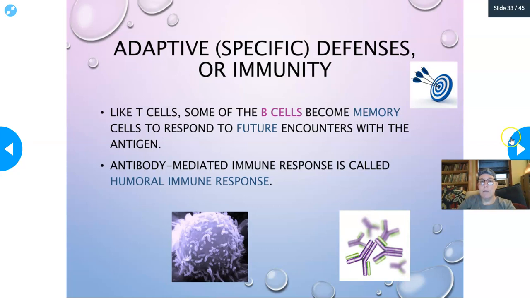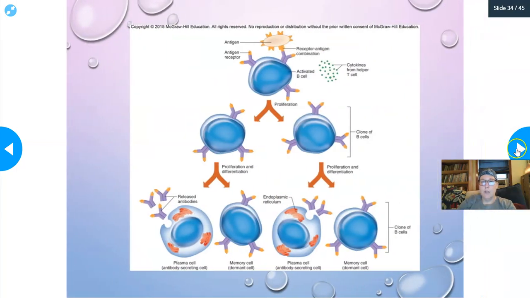Like the T cells, some of the B cells become memory cells, and they can respond to future encounters with the same antigen. Your antibody-mediated immune response is called your humoral immune response. So there are B cells making antibodies that are little proteins that can bind onto the bacteria and viruses and interfere with their function. In a little diagram, you have your bacteria, your antigen. It docked and matched this receptor on the surface of a B cell, which got activated. Cytokines from that helper T cell help activate it, and then it proliferates, so it clones itself. Out of the clones, some become plasma cells, which are big antibody factories, and some become memory B cells, which hang out for, again, decades and provide protection long term.